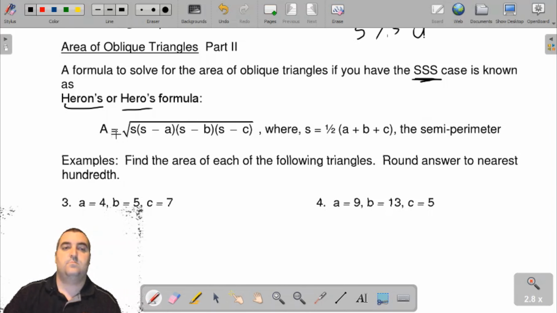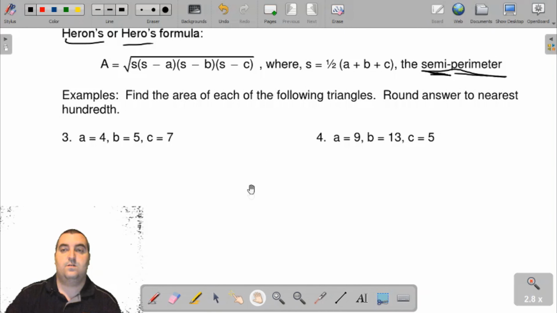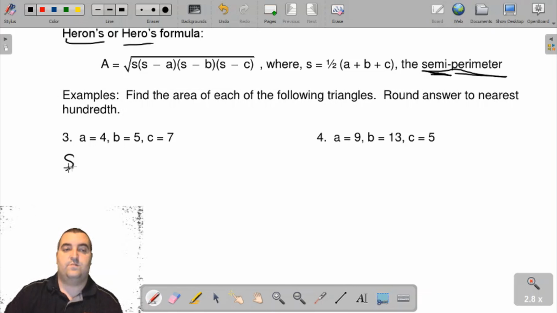The formula for the area is the square root of S times S minus A times S minus B times S minus C, where A, B, and C are the sides of the triangle. S is 1/2 times A plus B plus C. A plus B plus C is the perimeter, and when you take half of something, we can put the word semi in front of it. So it's the semi-perimeter. That's where the S comes from. Very similar to the one above, it's a matter of substituting into the formula. I always find S first.